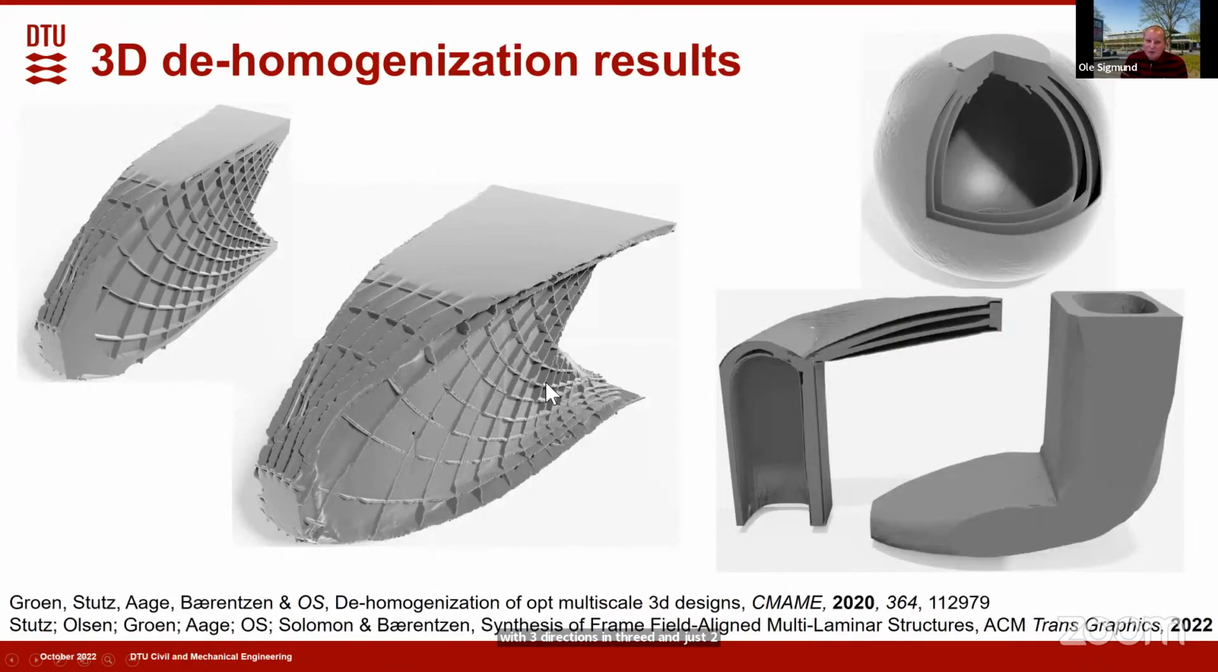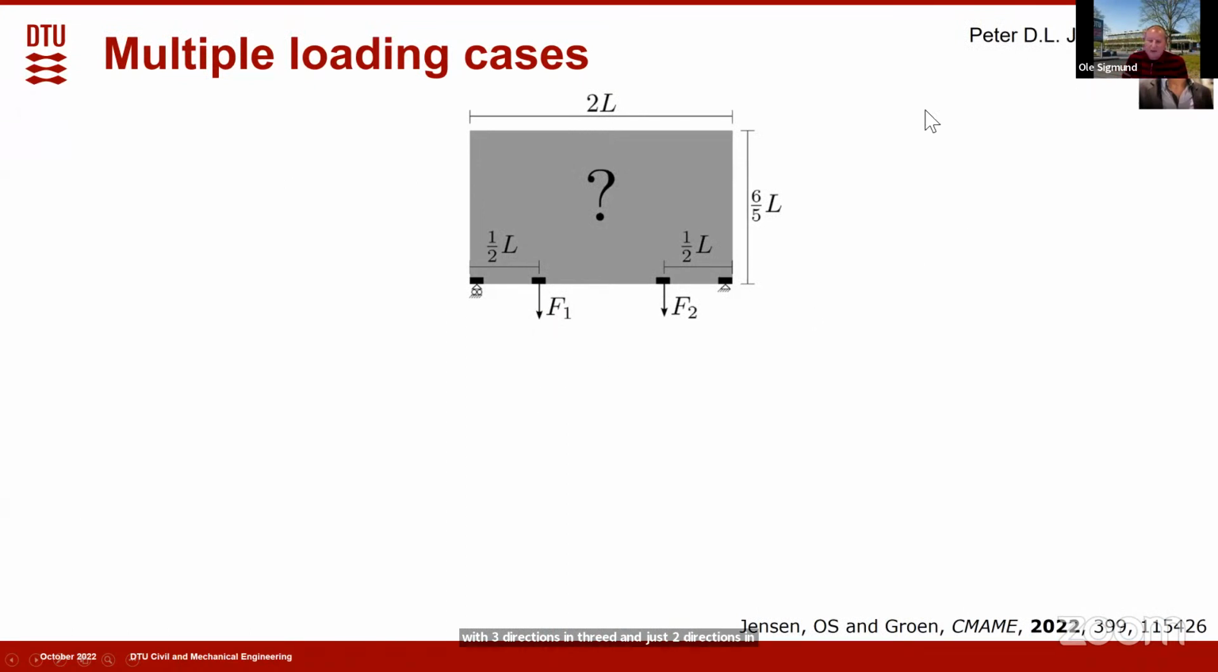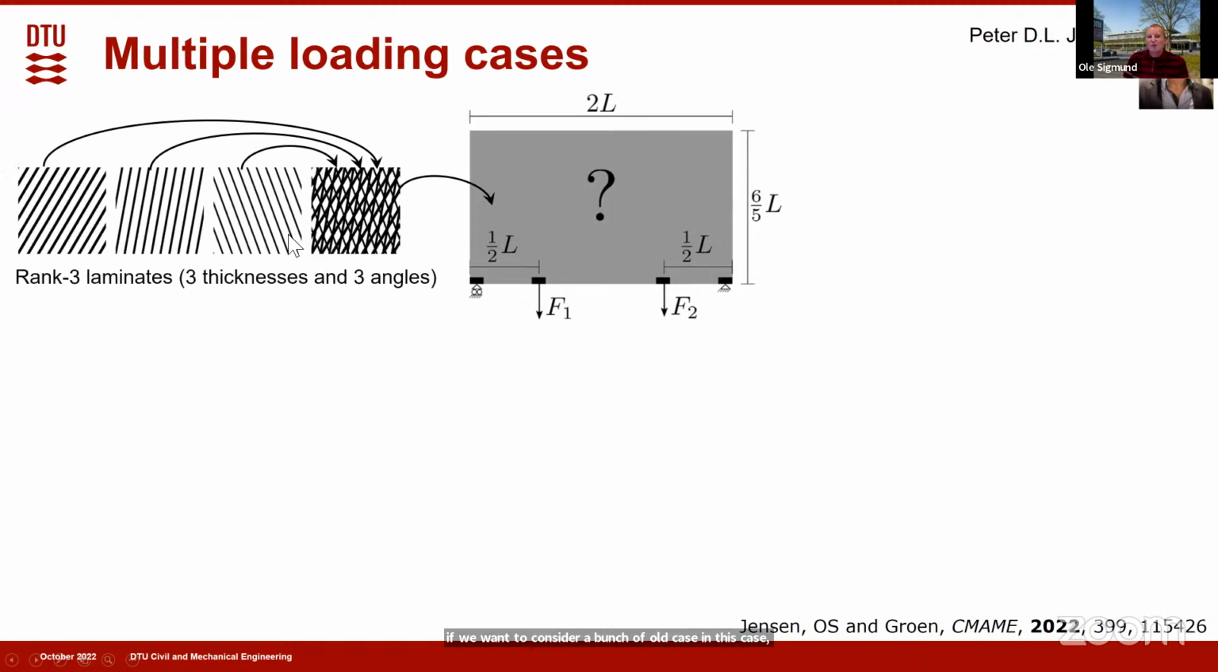Now, if we want to go to 3D, and this is some work by Peter Jensen, our PhD student, and Jérôme Brun, if we want to consider a multi-load case, in this case just 2 load cases, well, then it turns out that the optimal microstructure requires at most 3 lamination directions, but it also complicates the problem now because we have 3 individual angles and we have 3 thickness values. So the homogenization problem becomes somewhat more complicated.